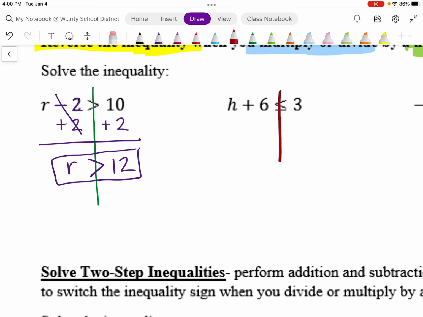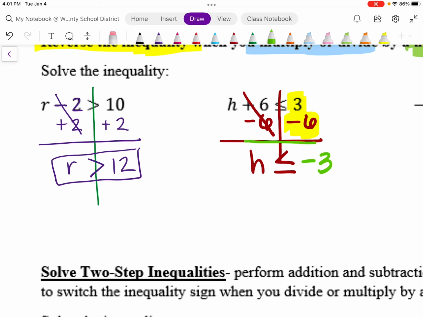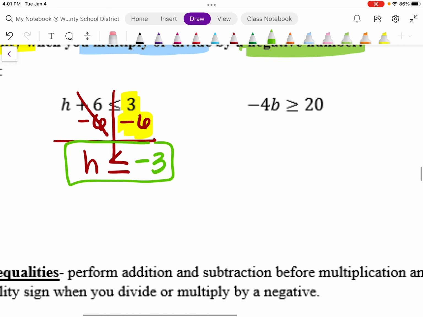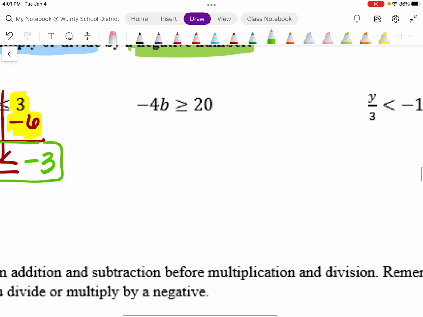Same thing here. We want to isolate the variable, so we want to subtract 6 from both sides. That leaves you with h. Again, you only subtracted, so we keep the inequality symbol the same. And make sure you're using a calculator for this. 3 minus 6 gives you a -3. And that's your answer. Going on to the next two.